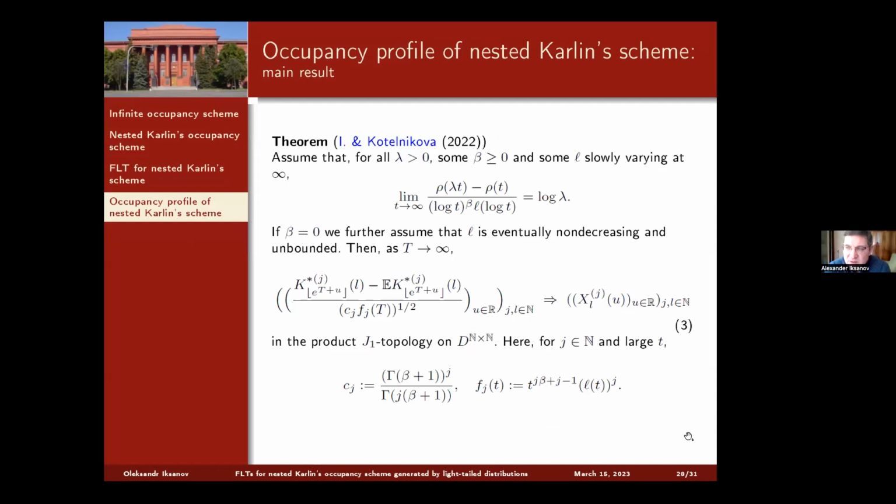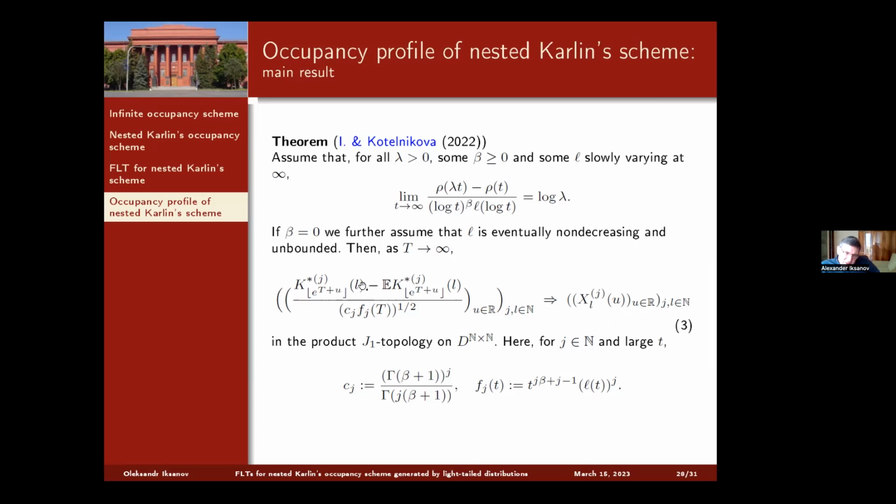And finally, I present a result about the occupancy profile, or in other words, a result about the weak asymptotic behavior of small counts in the nested Karlin occupancy scheme. The assumption here is the same as in our previous theorem. So we assume that the counting function rho satisfies this limit relation, which particularly means that rho belongs to the de Haan class. The theorem is hard to read because of too many indices.